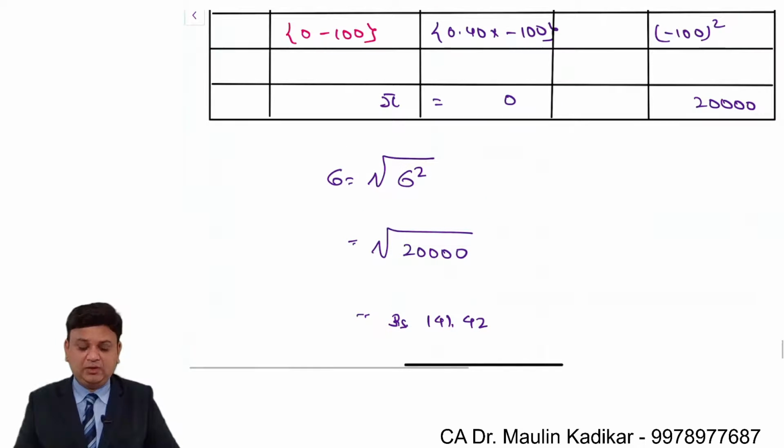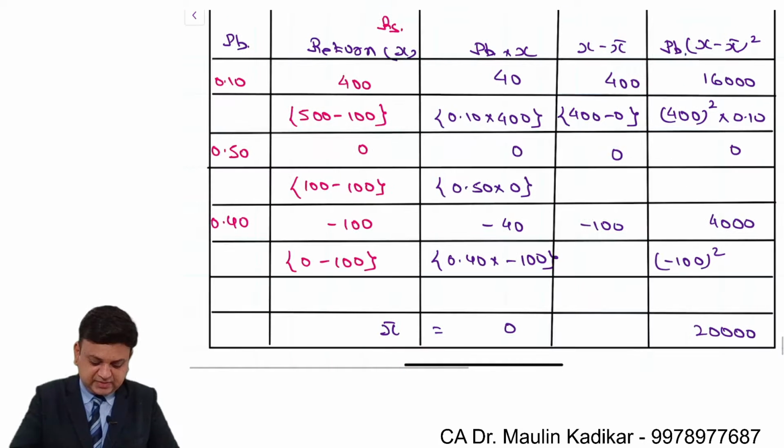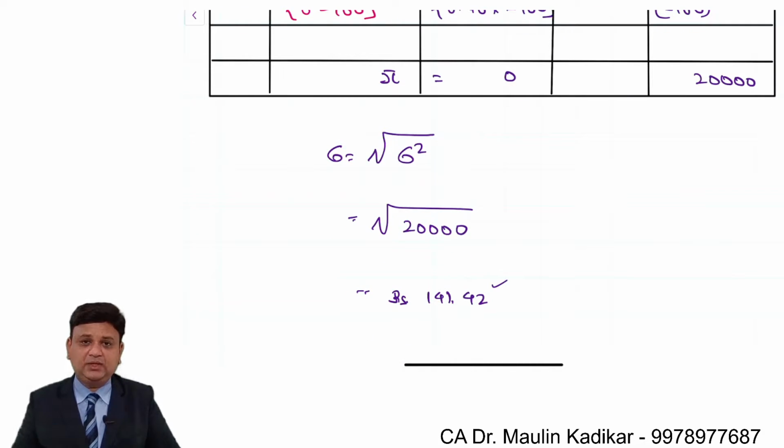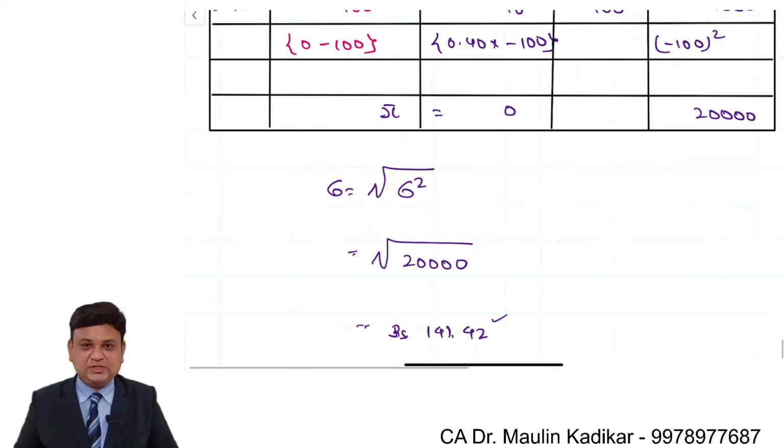Dear students, if you had calculated this in percentage term, then you have to write this also in percentage term. Because the mean value and standard deviation value are calculated in unit terms. Unit term means the term in which we have the data. That is what we understand.